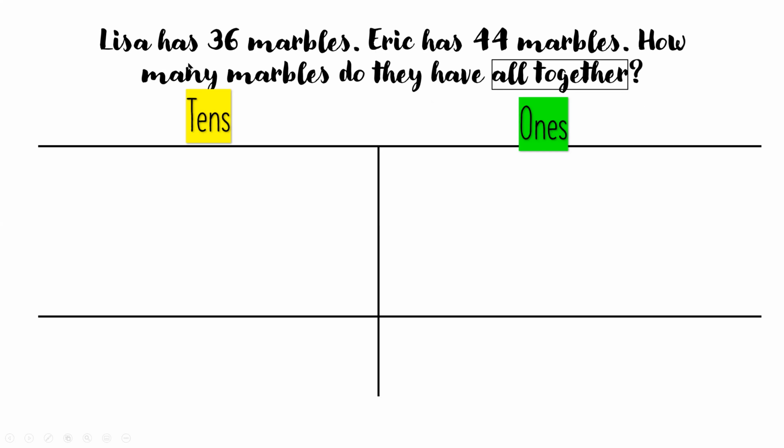So we're going to break our numbers apart. We have 6 ones. We're going to add 36 plus 44. 6 ones, 3 tens, 4 ones, 4 tens. And we're going to add our numbers. Pause the video while you guys solve the problem.